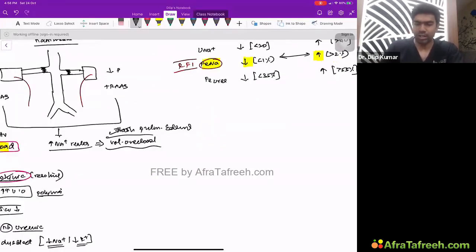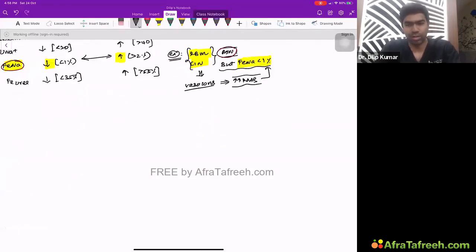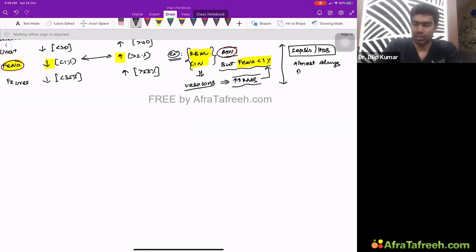So I was telling about rhabdomyolysis and contrast-induced nephropathy. And there is another condition. The two conditions are there. One is called sepsis, and second is hepatorenal syndrome. Sepsis and HRS, sepsis and hepatorenal syndrome. These are two conditions which are almost always pre-renal. Almost always pre-renal.